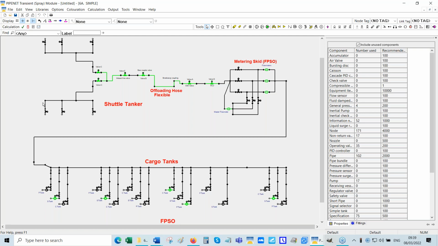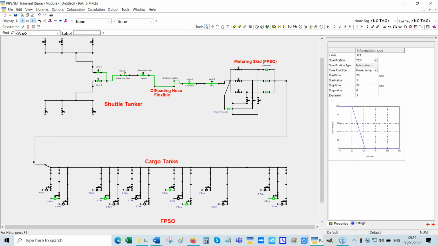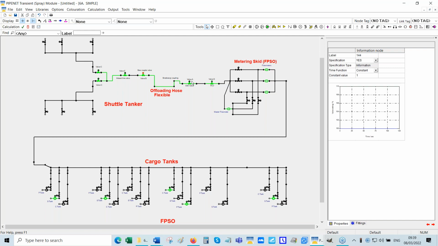And this is a shuttle tanker. Well, of course, it could be a pipeline. There's a hose here. And the standard case, when that shuttle tanker is fully loaded, is to close this valve. And the other valves all remain open.